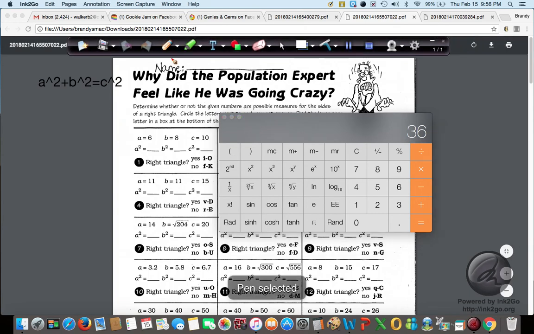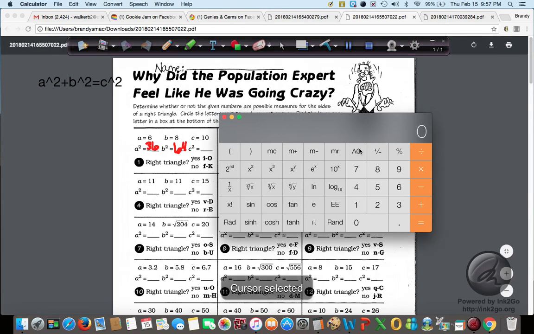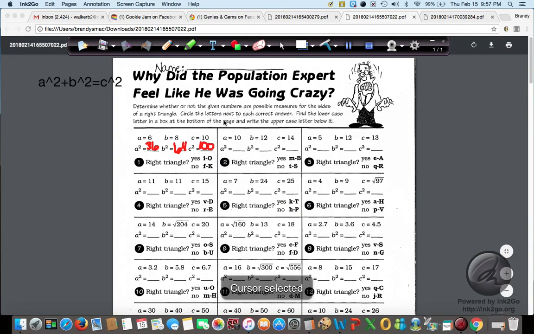So let me take my little tool here, and I'm going to write 36. All right. Now, b equals 8. So 8 squared. Again, that's 64. So I'm going to write 64 right there. And c squared is 10. So I am going to square my 10. 10 squared. 10 times 10. 100. Cool. So my 100 is going to go right here.